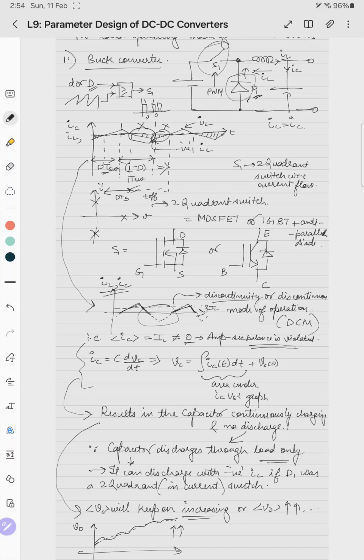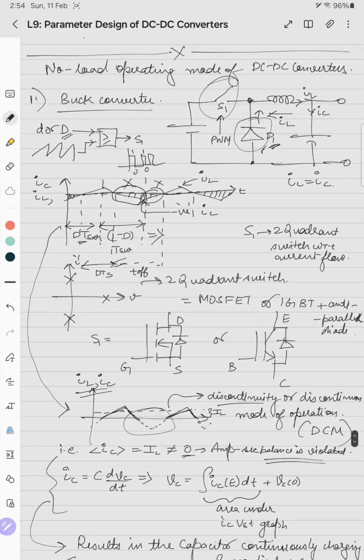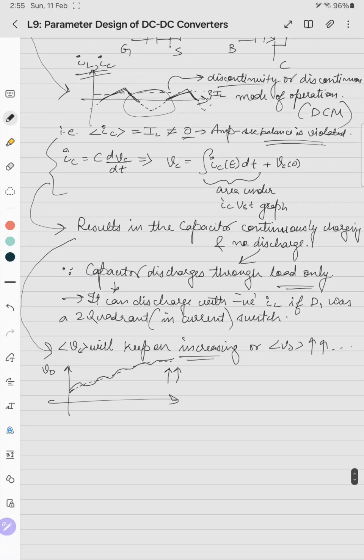Volt second balance means the voltage across the inductor in one switching state, that is, if the switch is on, it is of some polarity. If the switch is on, VL is what? VL is V in minus V0. If the switch is off, VL is what? Minus V0. So in that case, the volt second balance may be satisfied, but the amp second balance is violated, which results in the continuous increase of the output voltage.